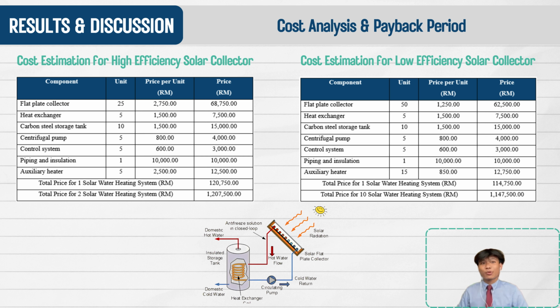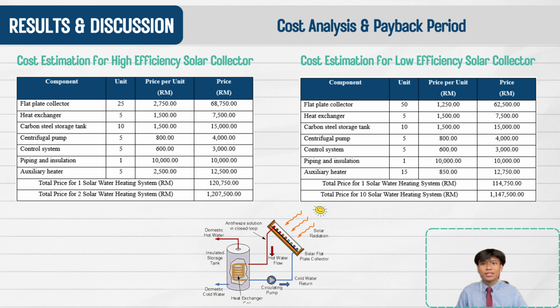These are the purchase equipment costs for high efficiency as well as low efficiency solar collectors, where flat plate collectors, heat exchangers, storage tank, centrifugal pump, control system, piping and insulation as well as auxiliary heater are considered. According to resources, for a hotel with 100 bedrooms, a total of 10 solar water heating systems is required. Thus, for the high efficiency solar collectors, it amounts up to 1,207,000.